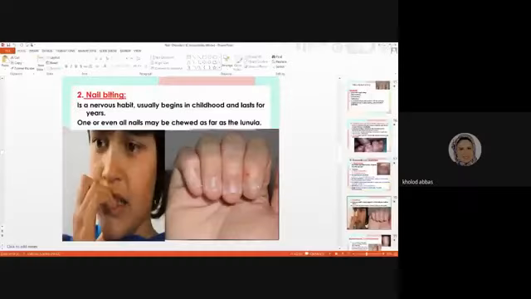Nail biting is a nervous habit that usually begins in childhood and lasts for several years. One or all nails may be chewed and extend as far as the annuli, leading to destruction of the nail plate. You see the nail at different levels. Destruction in the annuli will involve the skin around the nail, usually the distal or lateral nail folds.